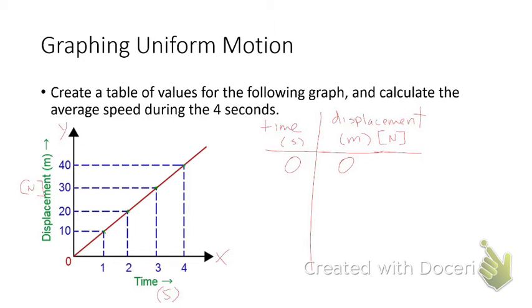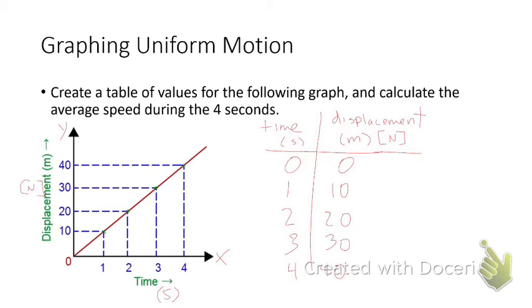So our time is 0 and 0. For time 1, our displacement is at 10 meters. For time 2, our displacement is at 20 meters. Time 3, our displacement is 30, and 4, and 40. Okay, so here is our table of values, and now we need to calculate the average speed during the 4 seconds.